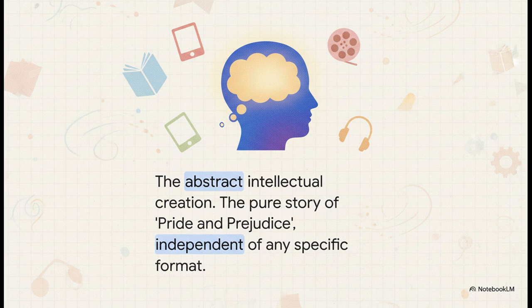Okay, level 1, the work. This is the pure abstract concept. It's the story Jane Austen created in her mind. The characters, the plot, the whole shebang. It's not a book yet, it's just the core intellectual creation.